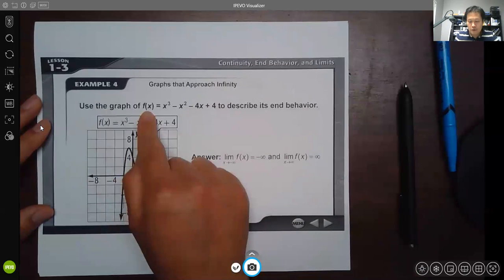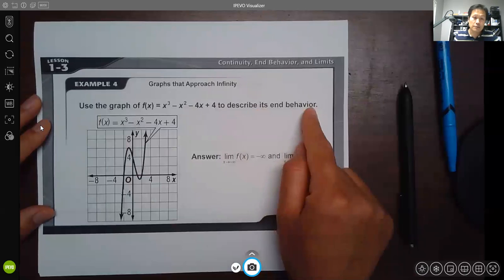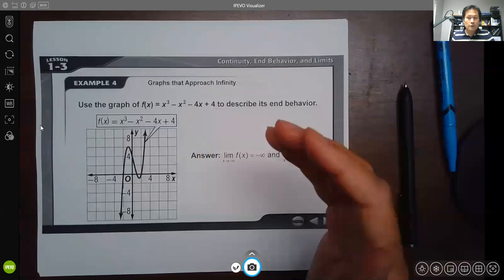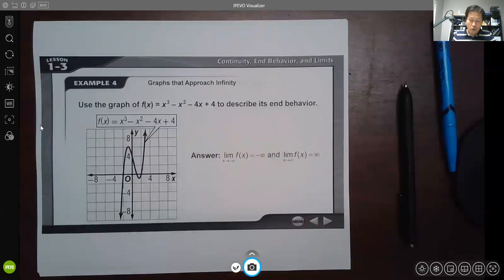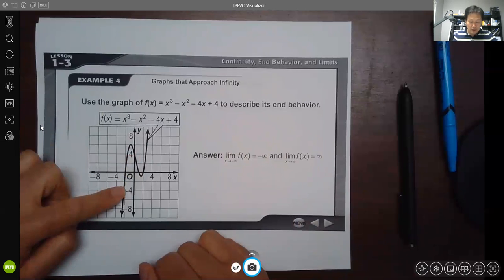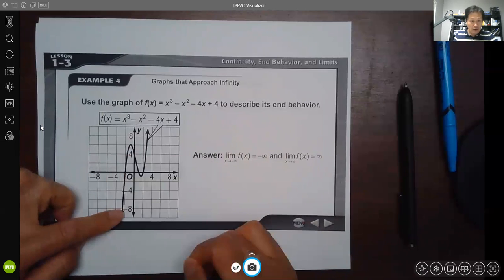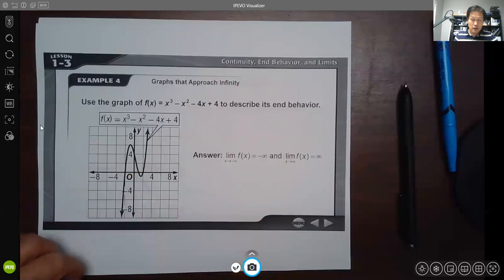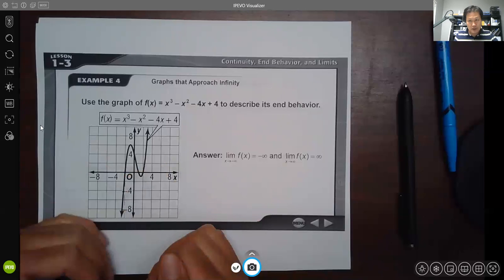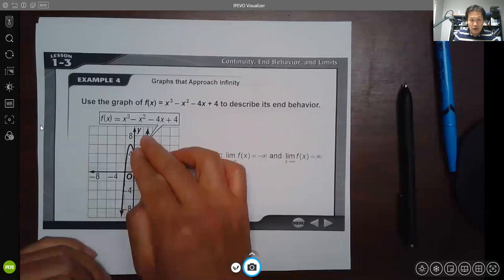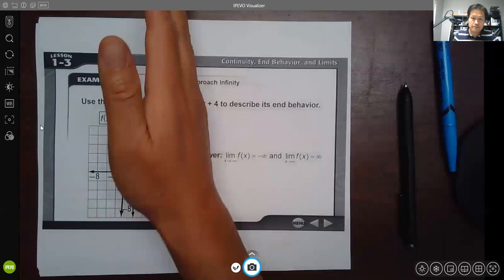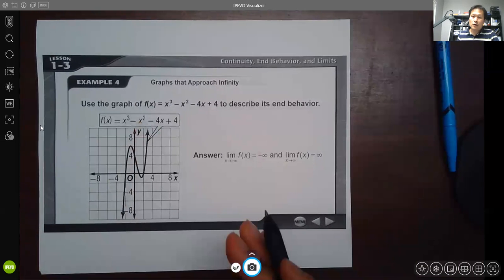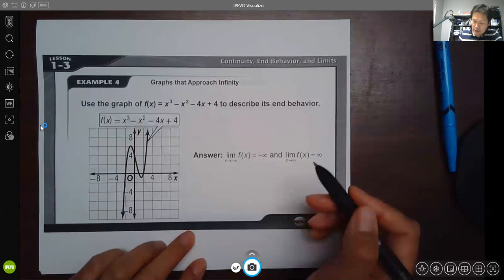Okay, use the graph of this to describe its end behavior. Okay, so if you have graphing available, you have dealt with this end behavior before. As you go to the left, very left, keep going left, what happens to the y value? Decreasing. As you move to the left, y decreases. As you move to the right, what happens to the y value? Increases.